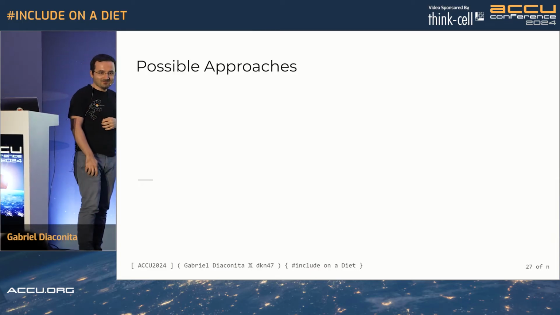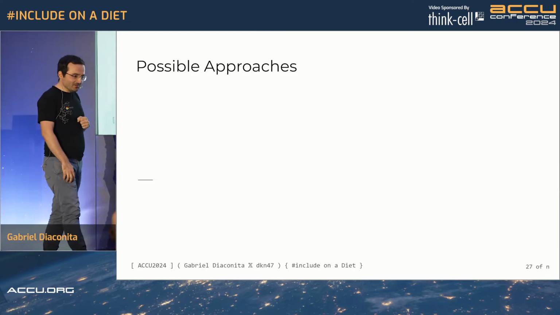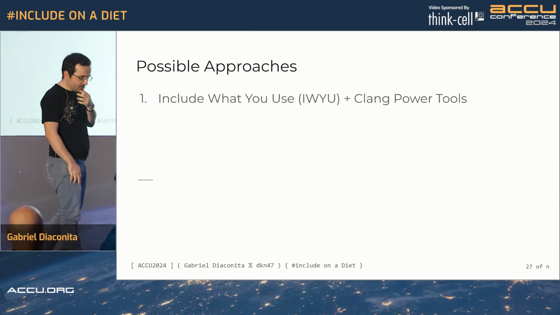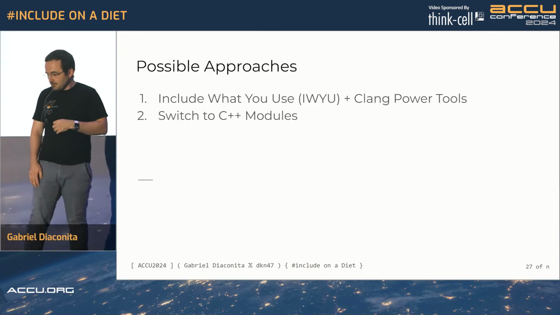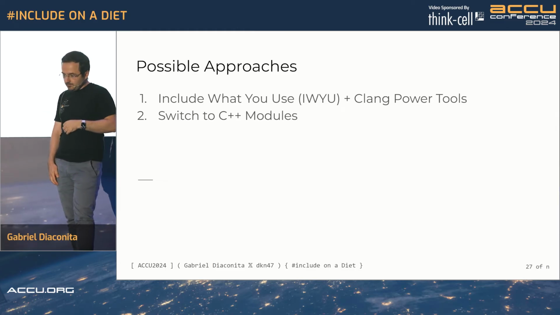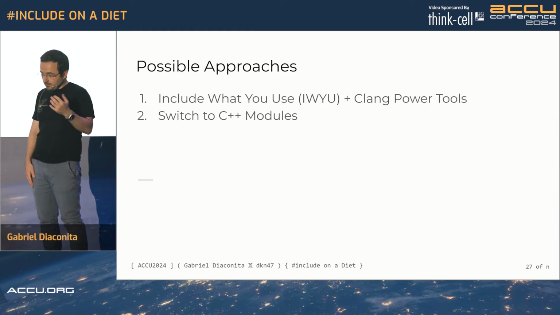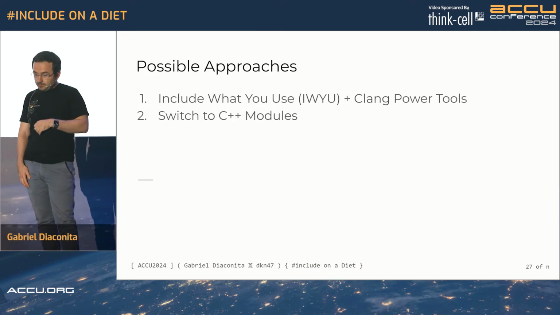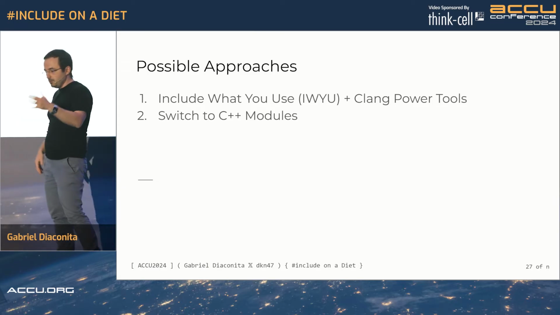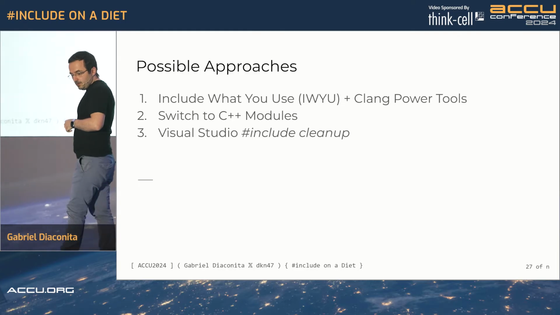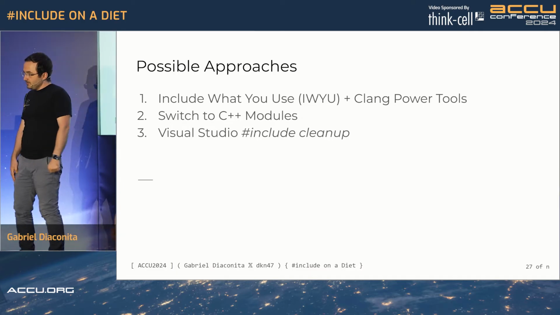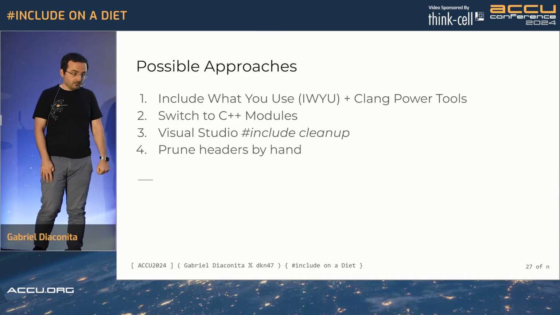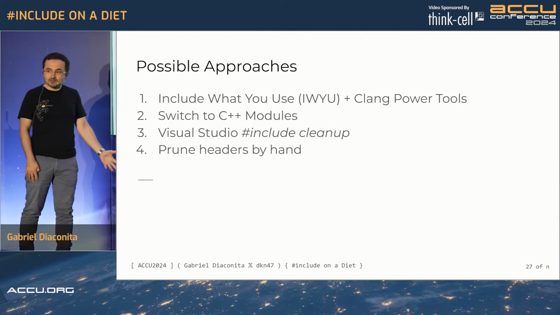So we cannot wait, we want to try it. So we had to count our chickens, so to say. We evaluated our approaches: include what you use with all its false positives and work that needed to be put into that. A switch to C++ modules, which gets rid of the includes altogether. The Visual Studio feature, and why not prune them by hand?